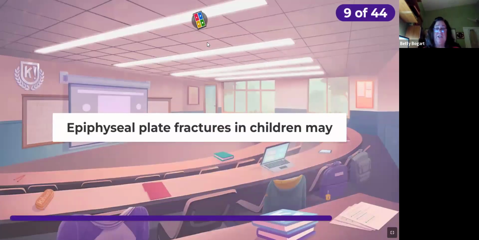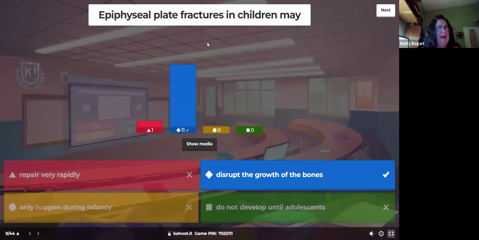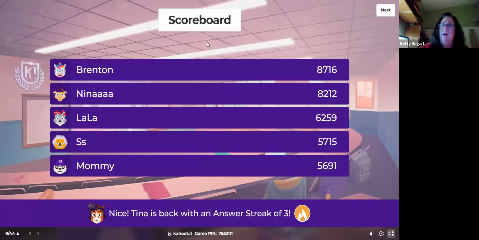Epiphyseal plate fractures in children may what? What is an epiphyseal plate? Again, epiphyseal plate, growth plate. Again, we're worried about the disruption or getting an irregular shaped bone. So again, it disrupts the growth. Very good.